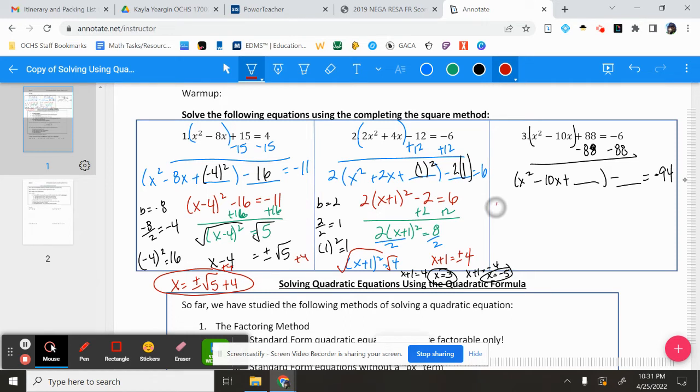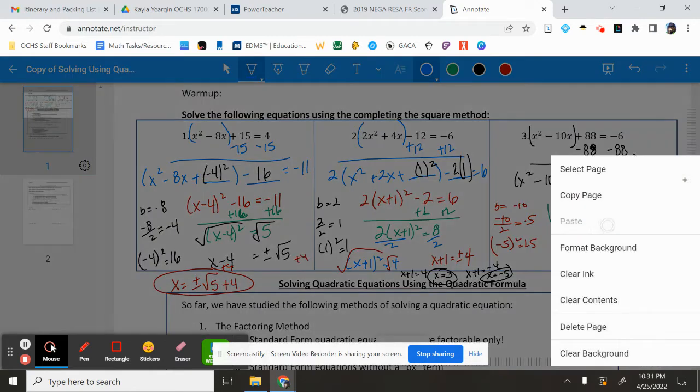Identify your b value, which in this case will be negative 10. Half of negative 10 is negative 5. And then negative 5 squared equals 25. So what I'm going to put in is negative 5 squared. What I'm going to take out is 25. Then we're ready to just condense and solve. So (x minus 5) squared minus 25 is going to equal negative 94.